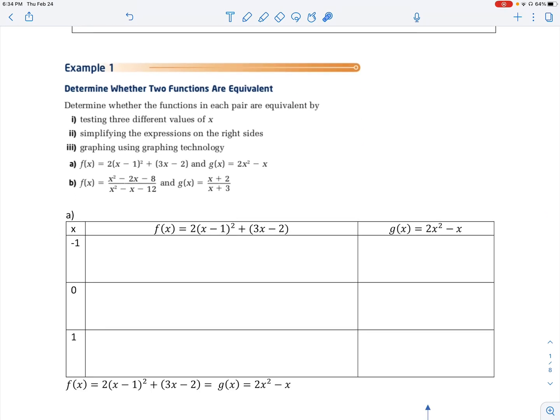Okay, here's our first example. We want to determine whether two functions are equivalent. So we're given this one, a little bit of a complex quadratic, and then we have this quadratic here. We want to see if these are indeed the same.